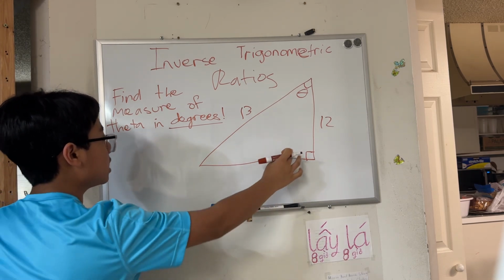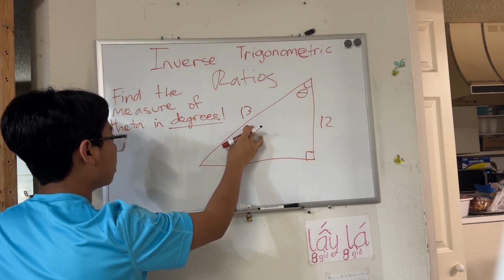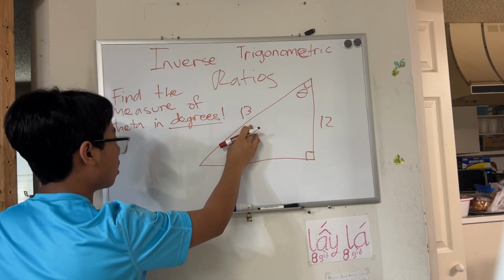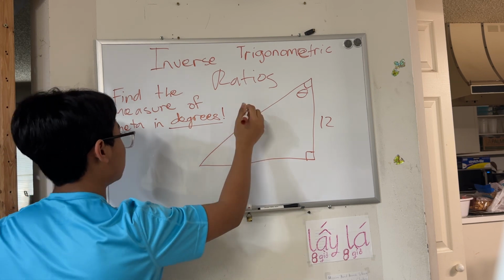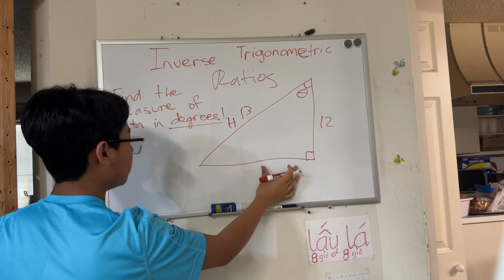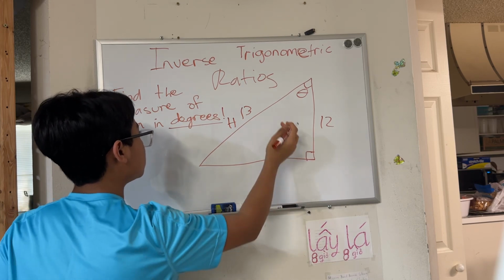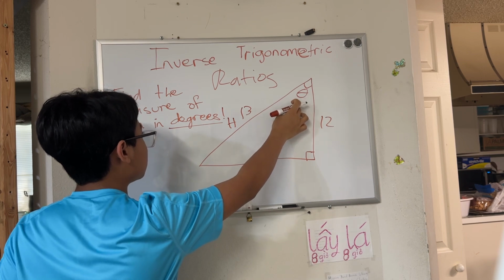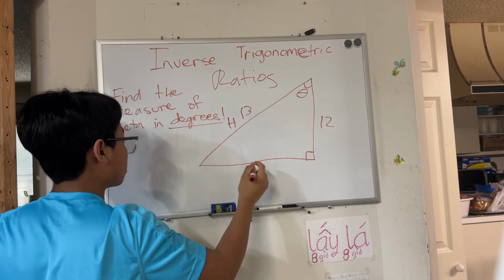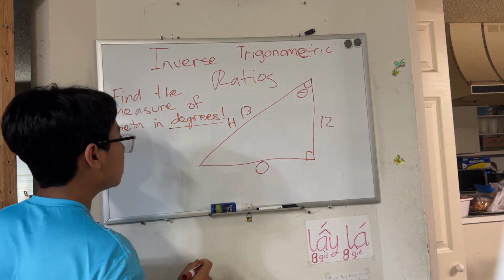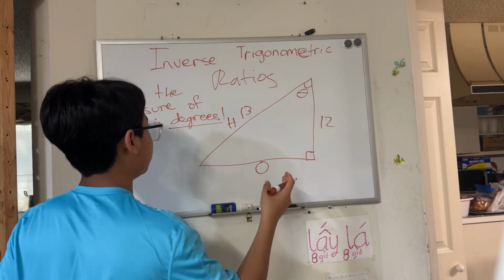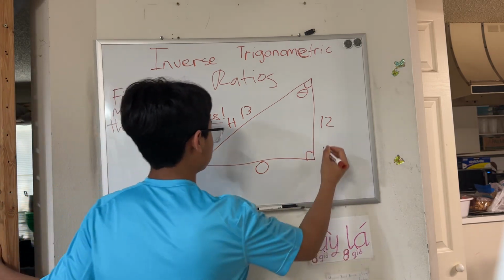First, let's label our sides. The side across from the right angle, the longest side, is called the hypotenuse. The side opposite the angle theta is called our opposite, and the remaining side, the side connecting the right angle with theta, is called adjacent.